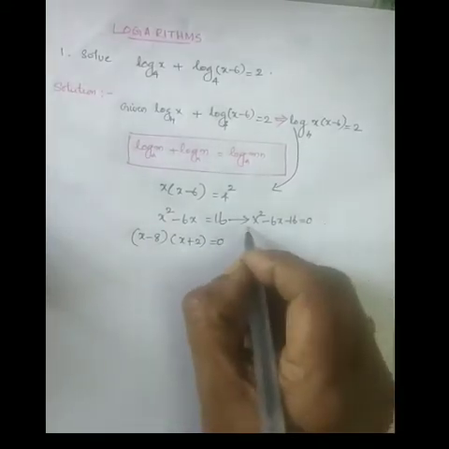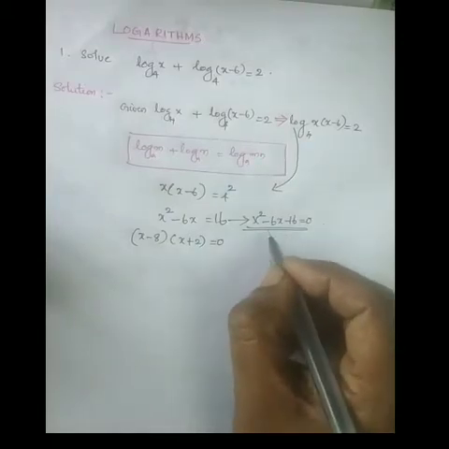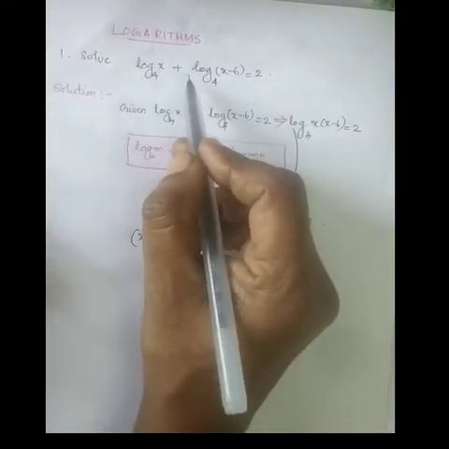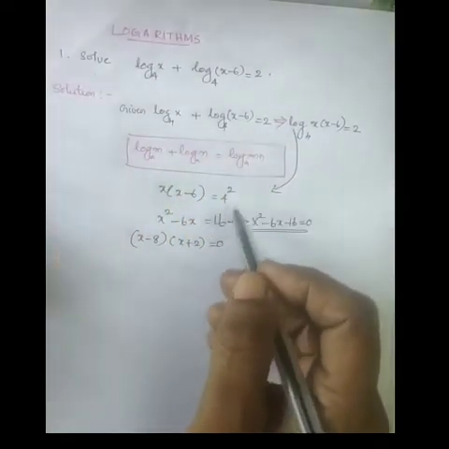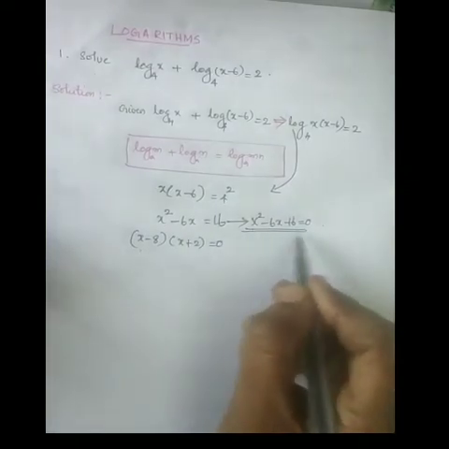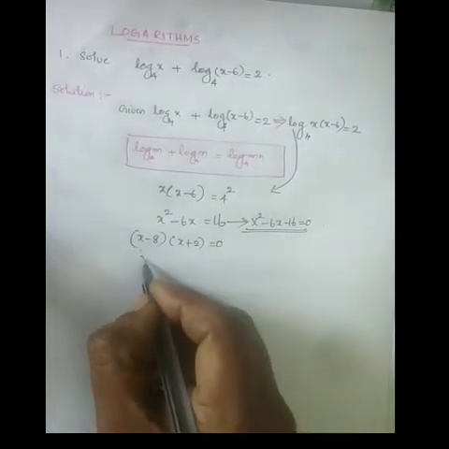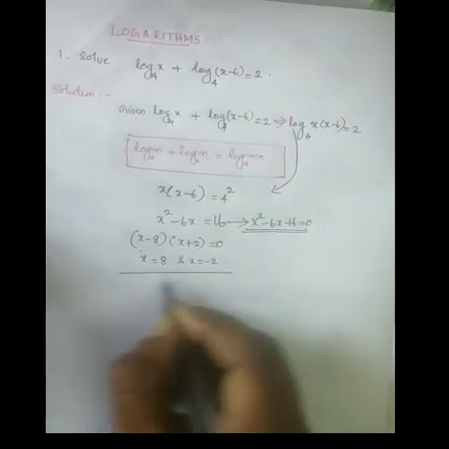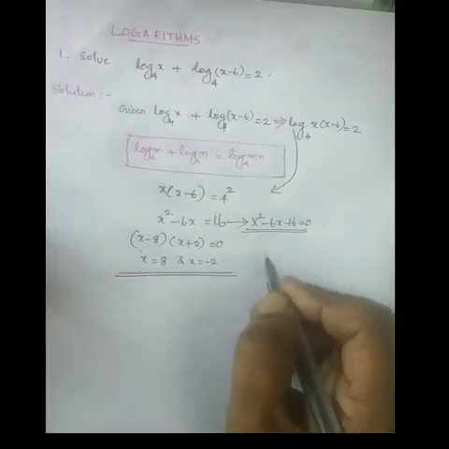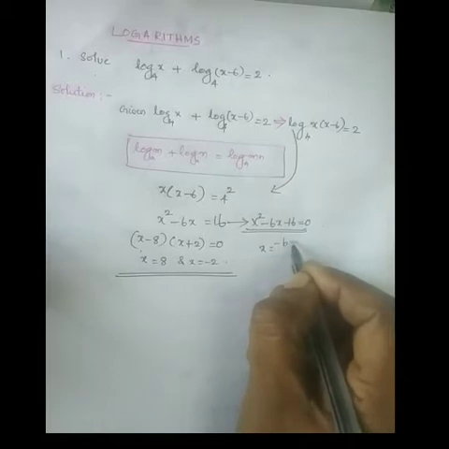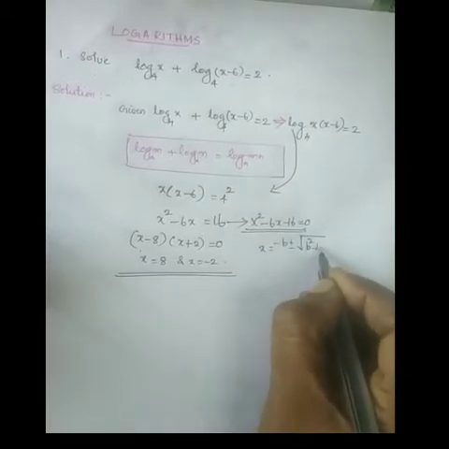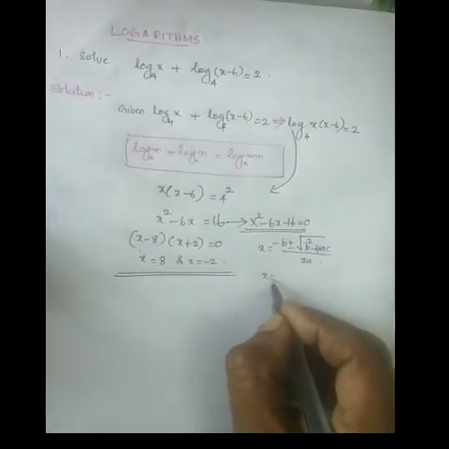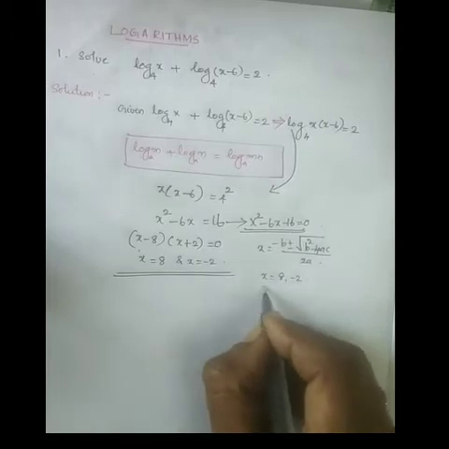Since it's a quadratic equation, we have to find the values of x. By factorizing this, we get x equal to 8 and x equal to minus 2. Or we can use this formula: x equal to minus b plus or minus root of b square minus 4ac by 2a. Using this formula, we get x equal to 8 and x equal to minus 2.